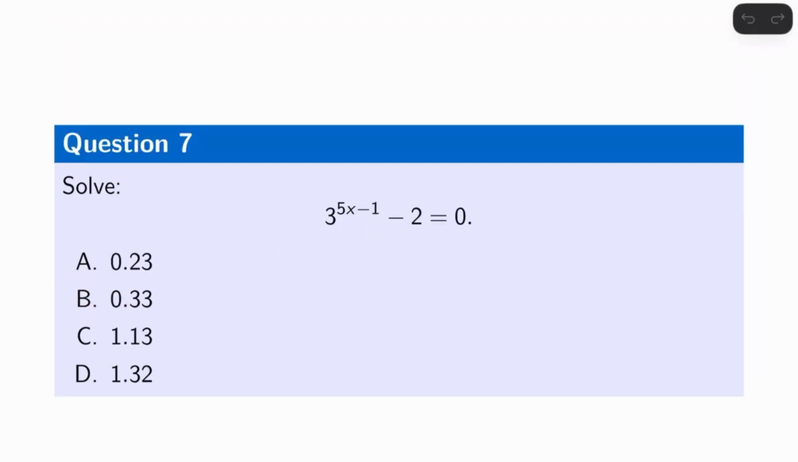Question 7. Solve 3 exponent 5x minus 1, minus 2 is equal to 0.